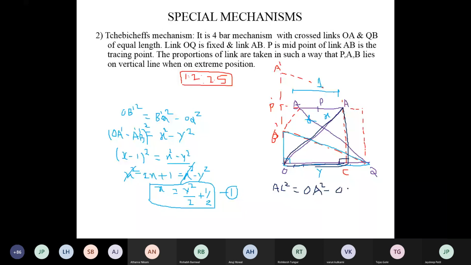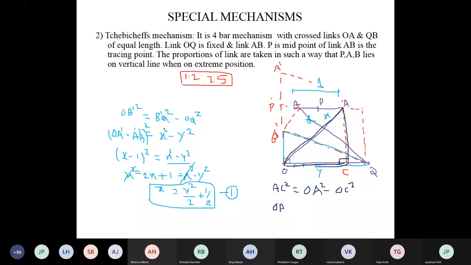I want the equation in the form of x, y, and 1. Now I have to write AC. How can you write down AC is equal to? Anyone? AC is equal to, I will write here, OP dash. Correct? Is it right? OP dash is equal to.